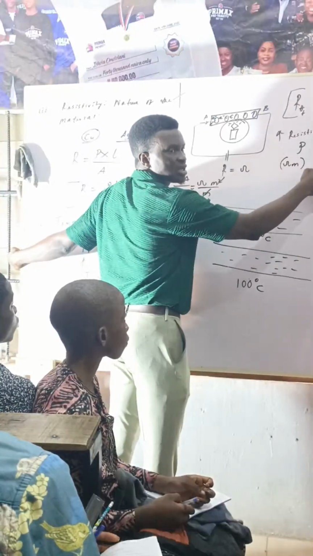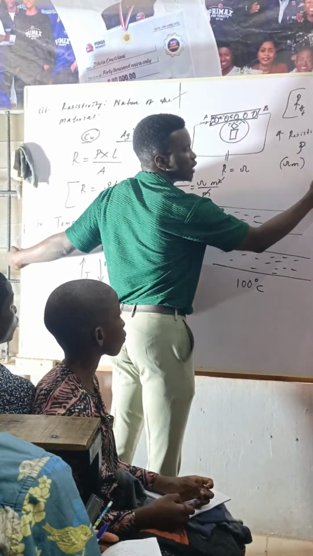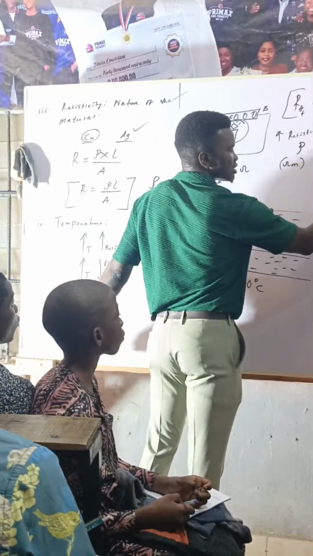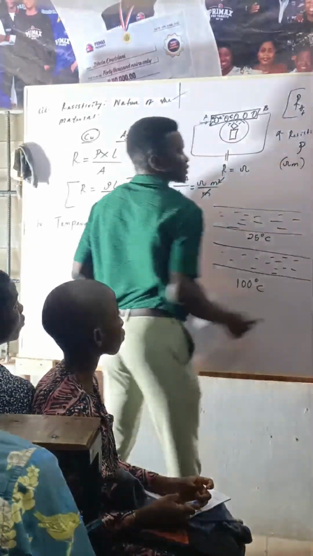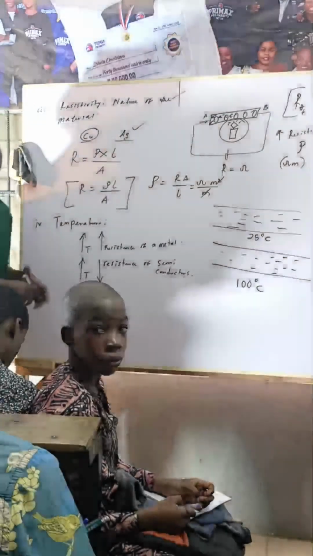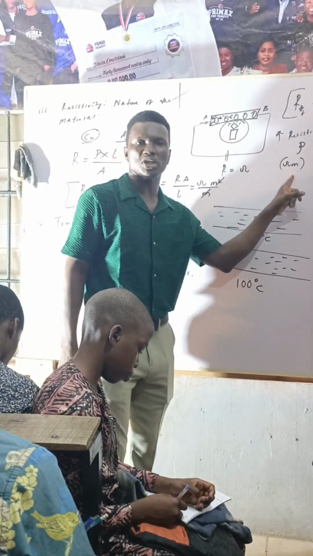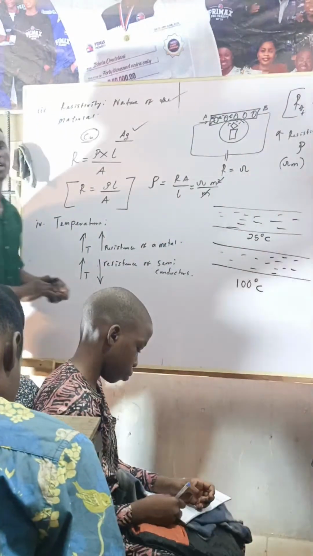And the unit of sigma would be the inverse of ohm meter, and that is called Siemens. So the unit of conductivity is Siemens, and the unit of resistivity is ohm meter. It's another question they can ask you.